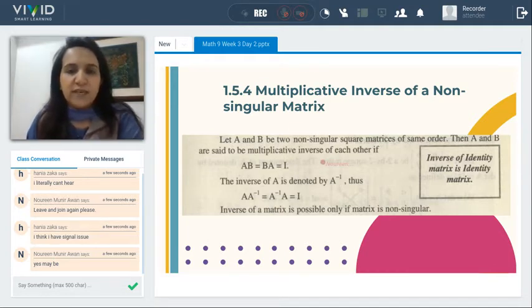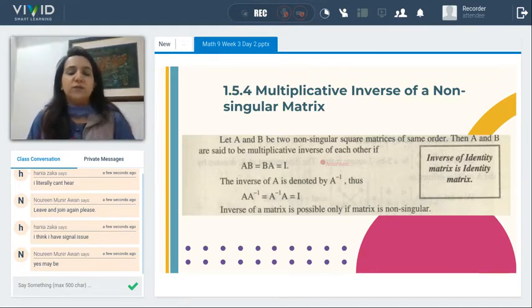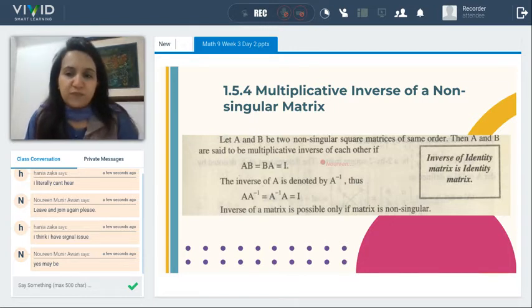Okay, next one is multiplicative inverse of a non-singular matrix. Non-singular matrix का multiplicative inverse find करना. Non-singular matrix मतलब determinant उसका जो है 0 नहीं होगा. Let A and B be two non-singular square matrices of the same order. Then A and B are said to be multiplicative inverse of each other if AB is equal to BA is equal to I. Inverse of identity matrix is also identity matrix. I is the identity matrix over here.